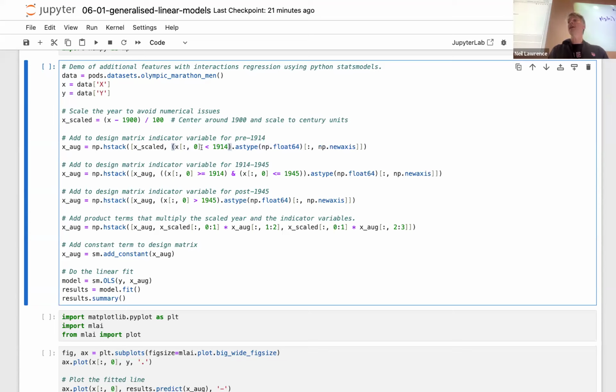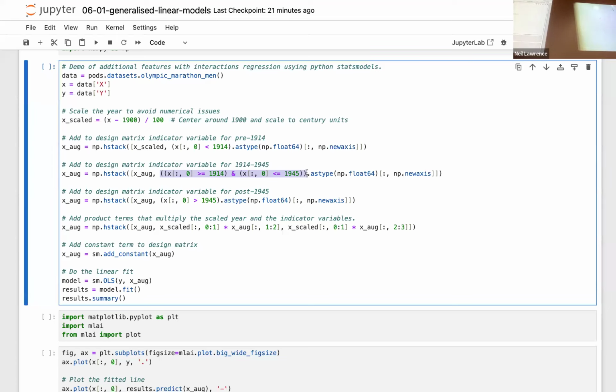This is saying if the year is under 1914, so if it's pre-First World War, add an indicator variable, add 1 to the design matrix, right? Then we're doing the same thing here. If the year is across the world wars, add a second indicator design variable.